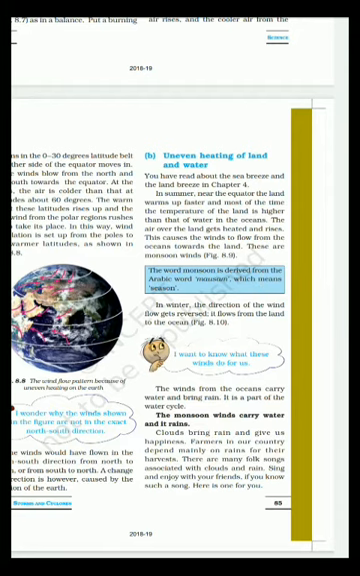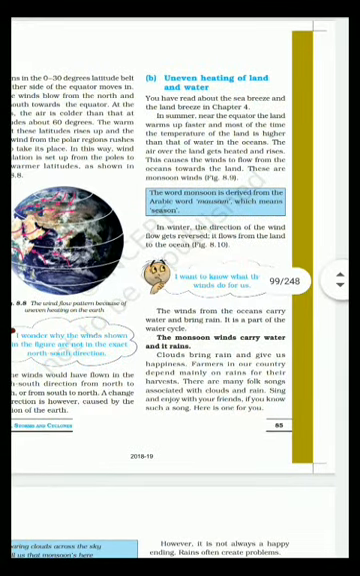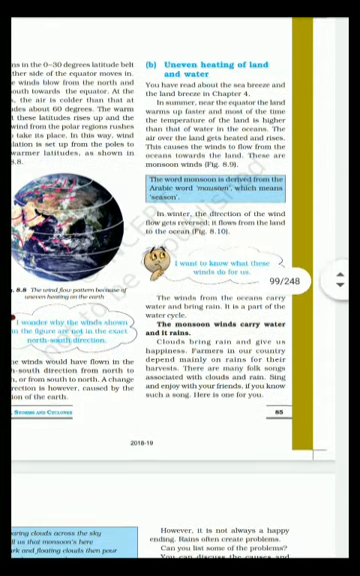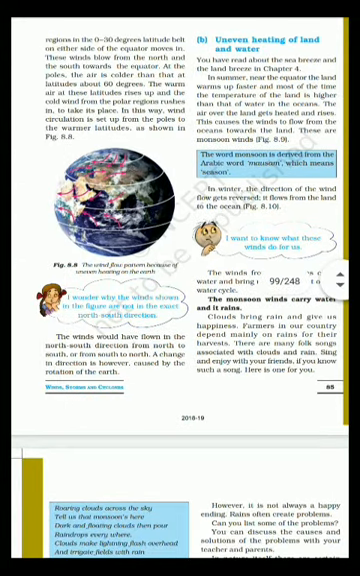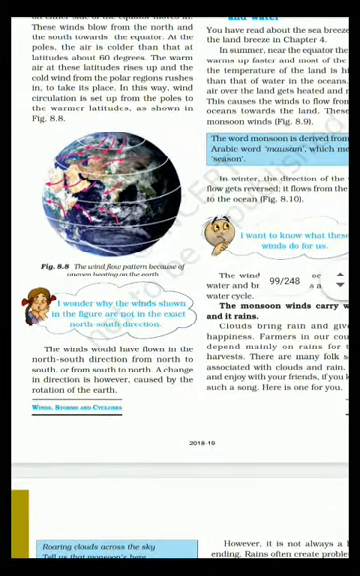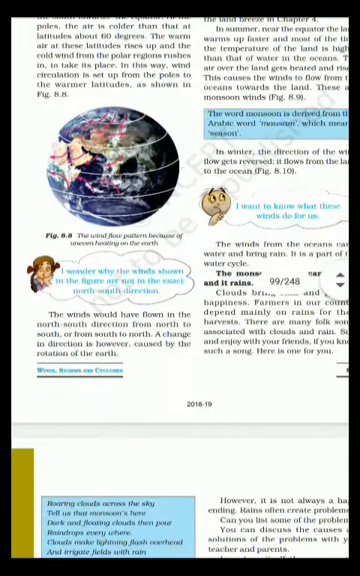See, as mentioned here, uneven heating of land and water causes the sea breeze and the land breeze we discussed in chapter 4. They are repeating the same. In winter, the direction of wind flow gets reversed. It flows from the land to the ocean. See, they are repeating as we discussed in chapter 4.